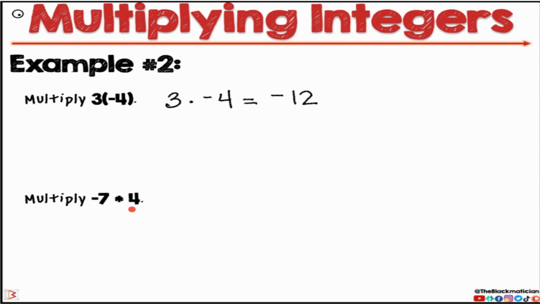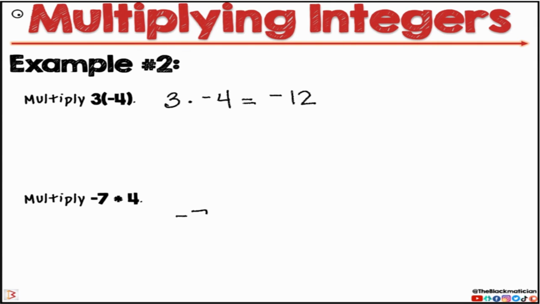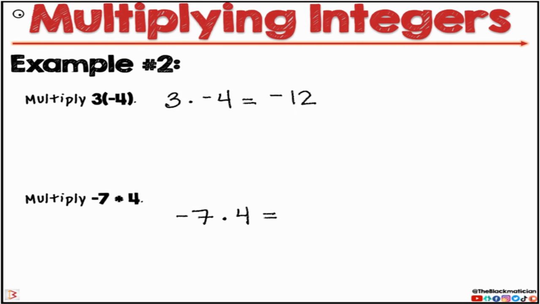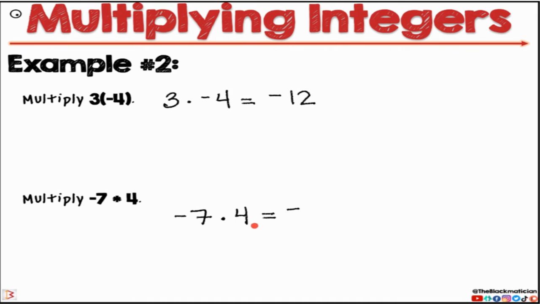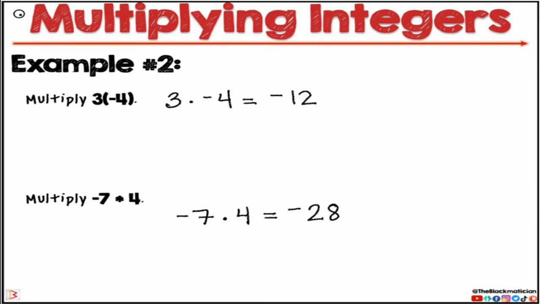Multiply negative 7 times 4. So we have a negative 7 times 4. These are different signs, so we know our answer is going to be negative. And then we have 7 times 4, which is 28. So negative 7 times 4 is negative 28.